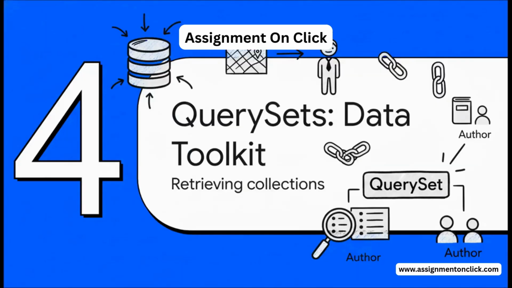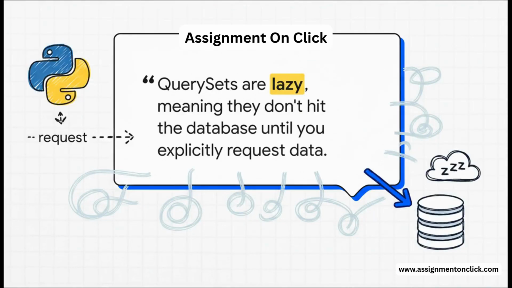So get is fantastic for fetching a single object. But what if you need a whole list of them? Like all authors from New York, or every author under the age of 30. For that, we need to bring out the big guns, Django's most powerful data tool, the query set. Now here is the absolute genius of query sets. They are lazy. What does that mean?